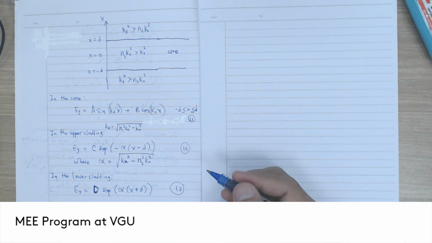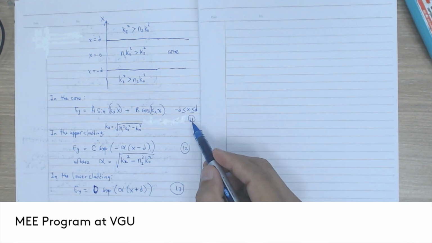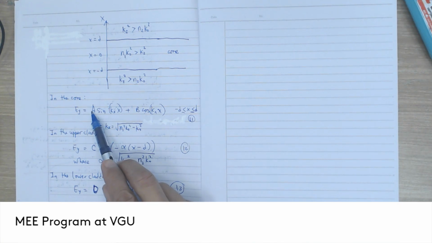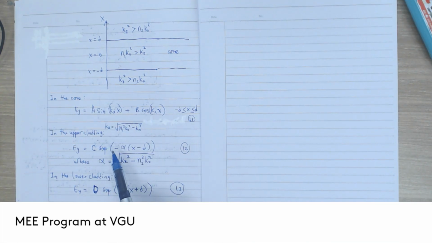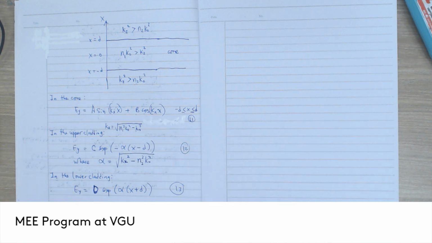Unfortunately, the problem is we have only 3 equations, but how many unknowns do we have? A, B, C, D, and then alpha, kx. Altogether, we have 6 unknowns. You cannot resolve 6 unknowns with only 3 equations. This is where the problem is. So what can we do?